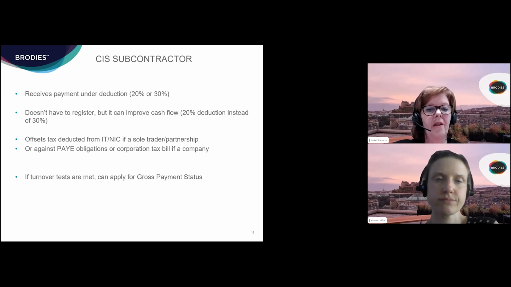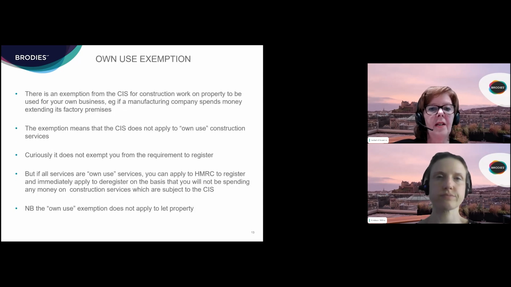As a subcontractor, you can apply for gross payment status, providing you meet various turnover tests and also provided you have a good compliance history. So it's quite often possible to apply for gross payment status, even if you're not a mainstream subcontractor, and it can be well worth doing.